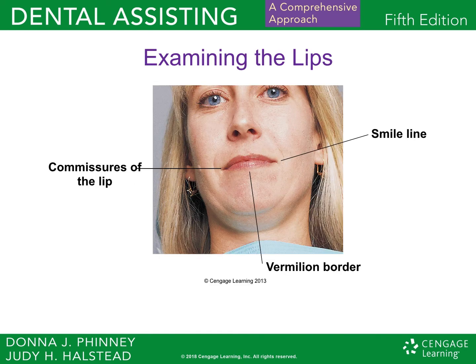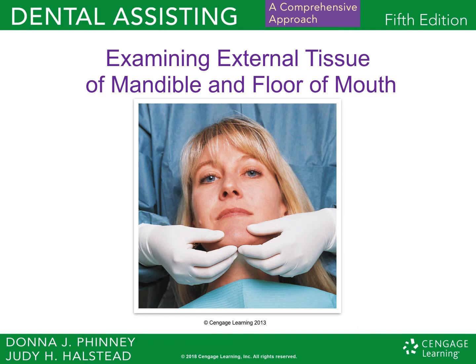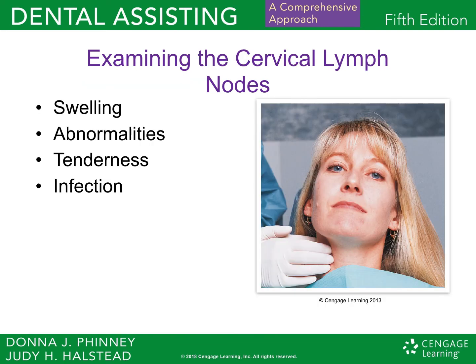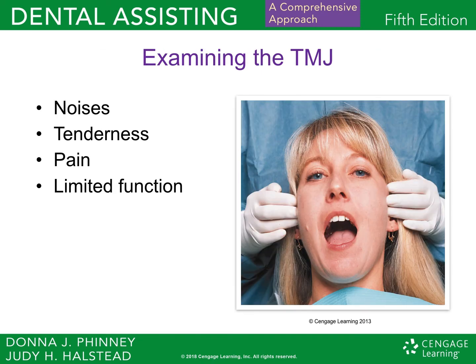And here is a little guide. There's the commissure of the lip, the smile line, the vermilion border. We look at the outside tissue, the mandible, which is the lower, and the floor of the mouth. So we examine it on the outside. Also, we need to look at the lymph nodes, if there's any swelling, abnormalities, tenderness, infection present.